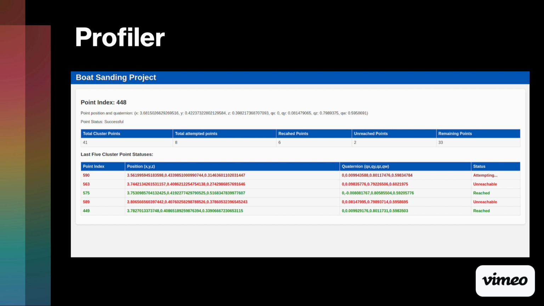The profiler provides real-time data on the robot's interaction with specific points on the boat's underside. Each point the robot interacts with is indexed and detailed with its 3D position and orientation. The profiler tracks the status of each point, whether it's reached, unreached, or still being processed. It also details the cluster points that the robot attempts to sand, showing the total number of points, the number successfully reached, and the remaining ones.